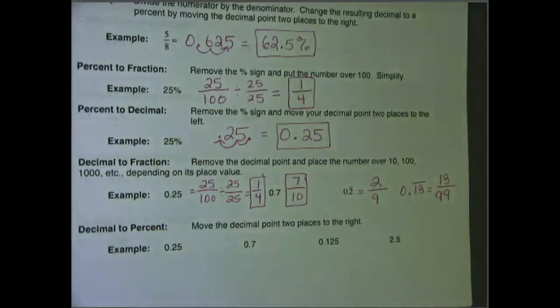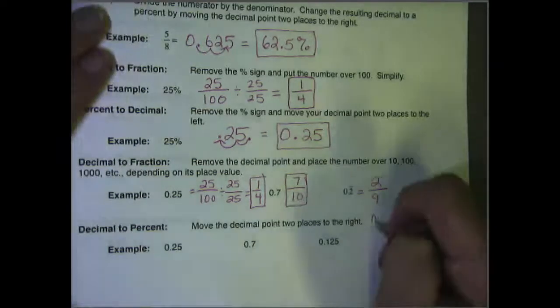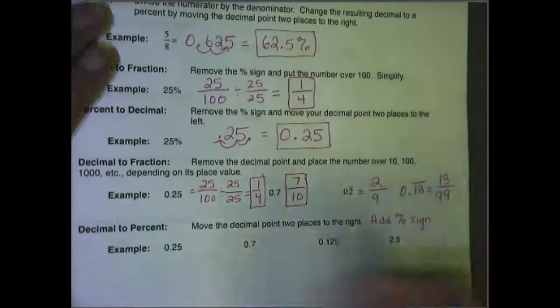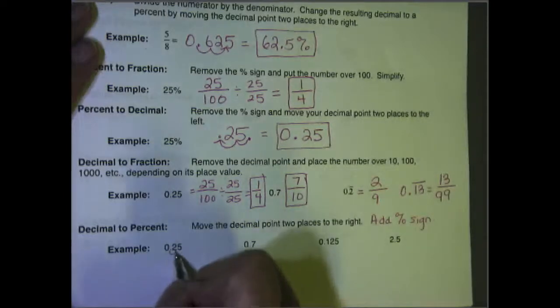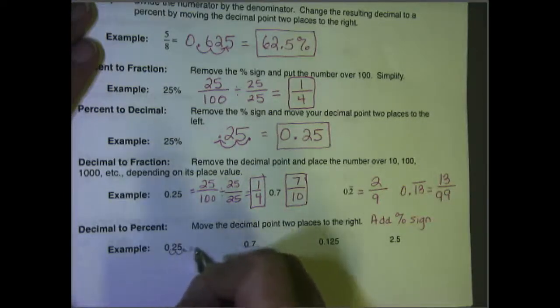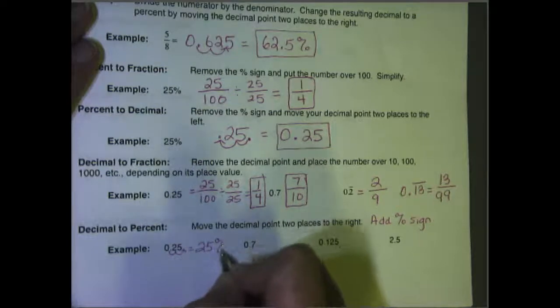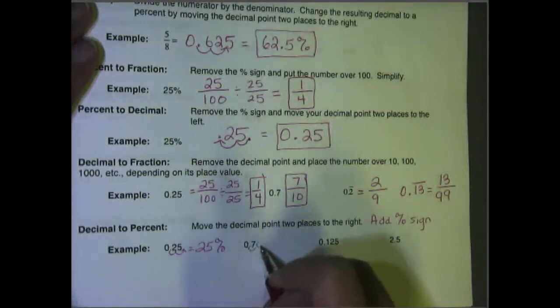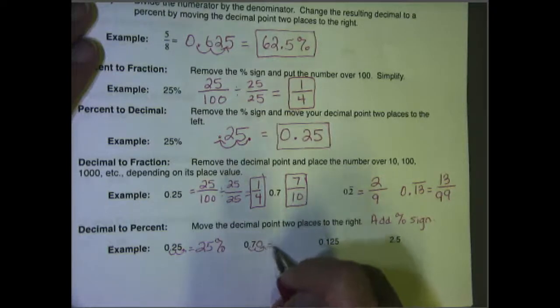Last, we're going to change a decimal to a percent. To change a decimal to a percent, we move the decimal point 2 places to the right and then add a percent sign. So 0.25, we move it 1, 2, and it becomes 25%. 0.7, we move it 1, placeholder, 2, and it becomes 70%.